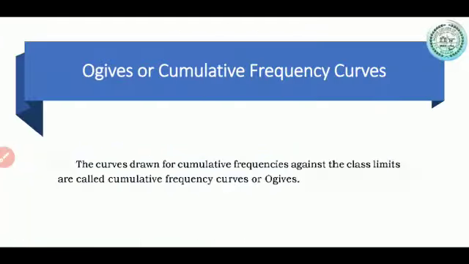In previous class, we dealt with the different types of diagrams and of course graphs too. We saw in the last class what is frequency polygon, what is frequency curve, and what is histogram. In today's class, we will see the next type of graphs, that is known as ogives or cumulative frequency curves.